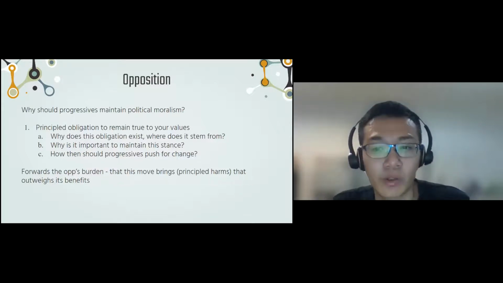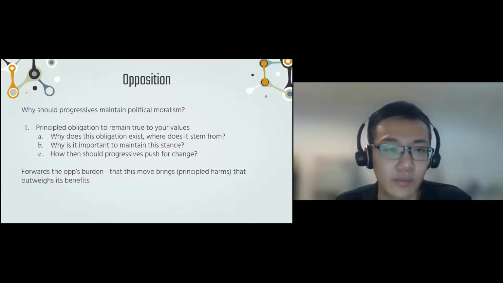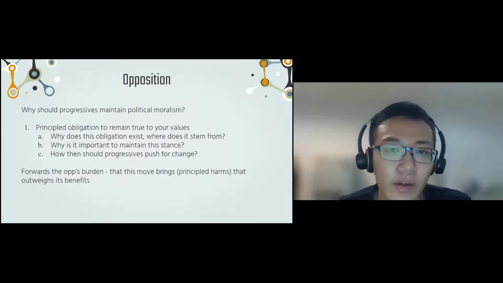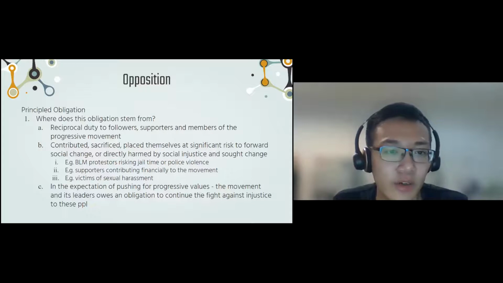And this harm is important enough that it outweighs the benefits that Gov could potentially push in the round. Okay, so let's talk about this obligation and where it stems from. Where does this obligation come from?